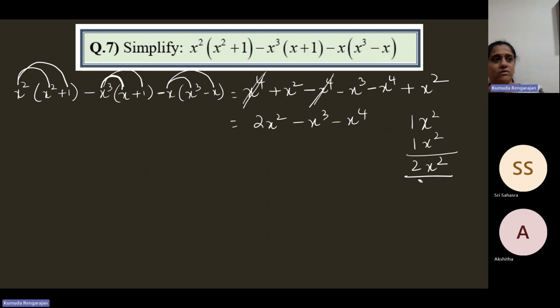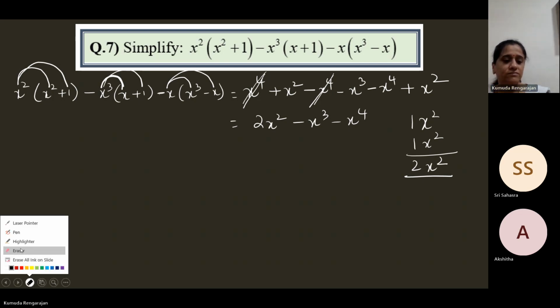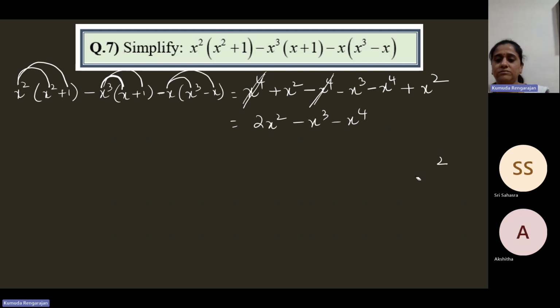So 1 plus 1, 2. When you're multiplying, you should multiply everything. Signs, numbers. And how do you multiply x squared and x squared? You should add the powers. 2 plus 2, 4. Okay, so now here plus x squared and plus x squared is 2x squared. Then this minus x cubed minus x to the power 4 as it is. All right.